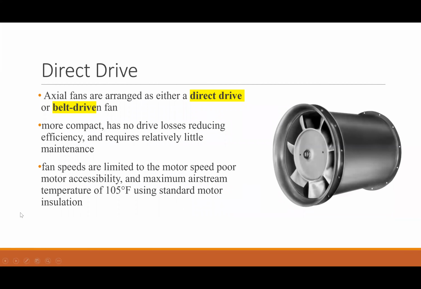So next up, vaneaxial fans are arranged as either a direct drive fan, where the rotor is directly attached to the motor, or are belt driven. Advantages of the direct drive are that it is more compact, has no drive losses reducing efficiency, and requires relatively little maintenance. The disadvantages are that the fan speeds are limited to the motor speed if used without a variable frequency drive, poor motor accessibility, and maximum airstream temperature of 105 degrees Fahrenheit using standard motor insulation.